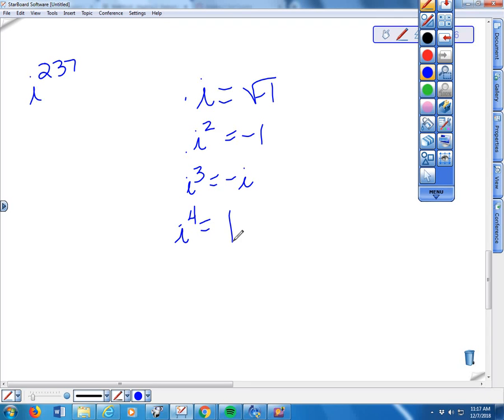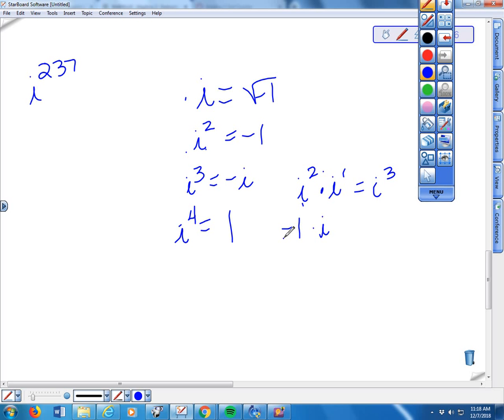Negative 1 times negative 1 is just 1. Every number, so i cubed is negative i, because you have i squared times i to the first equals i cubed. Right? Because you add exponents when you multiply. So i squared is negative 1, i is just i. Any number times negative 1 is just the negative of that number. Negative 1 times 3 is negative 3. Negative 1 times 7 is negative 7. Negative 1 times i is negative i.